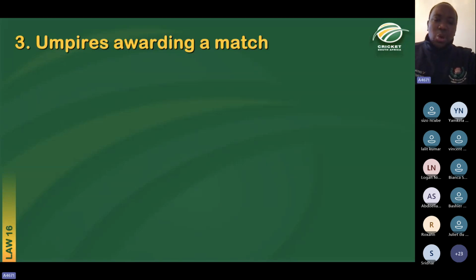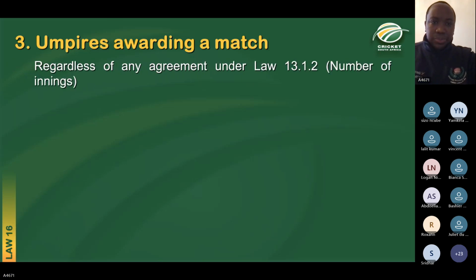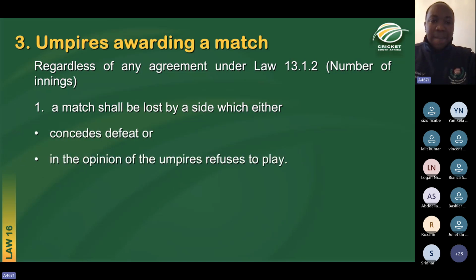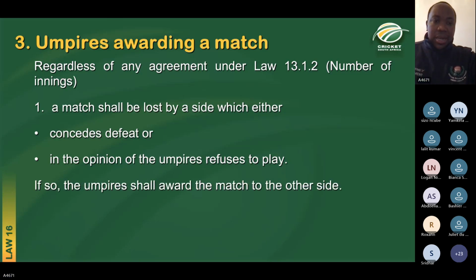Can umpires award a match? Let's see what the law says. Law tells us that regardless of any agreement under Law 13.1.2, a match shall be lost by a side which either concedes defeat or, in the opinion of the umpires, refuses to play. If so, the umpires shall award the match to the side which is wanting to carry on playing the match.